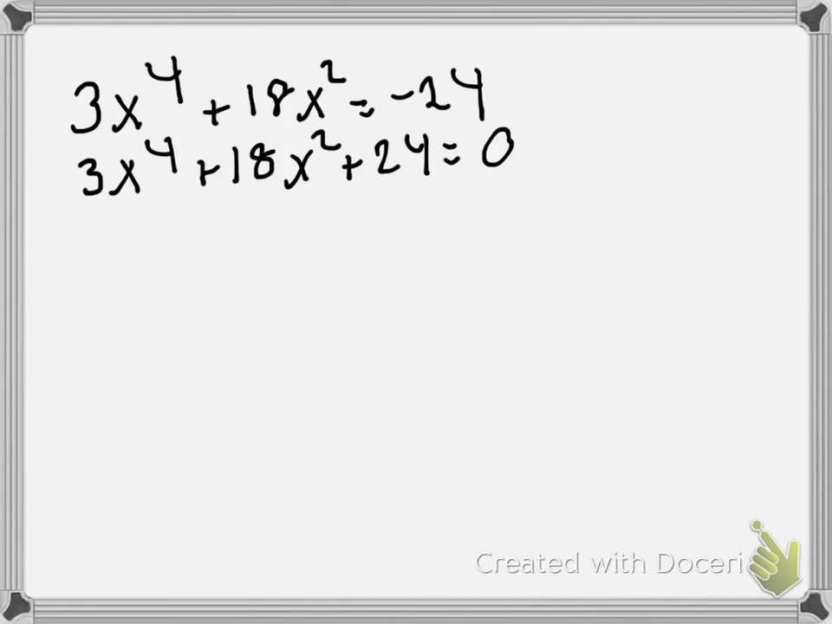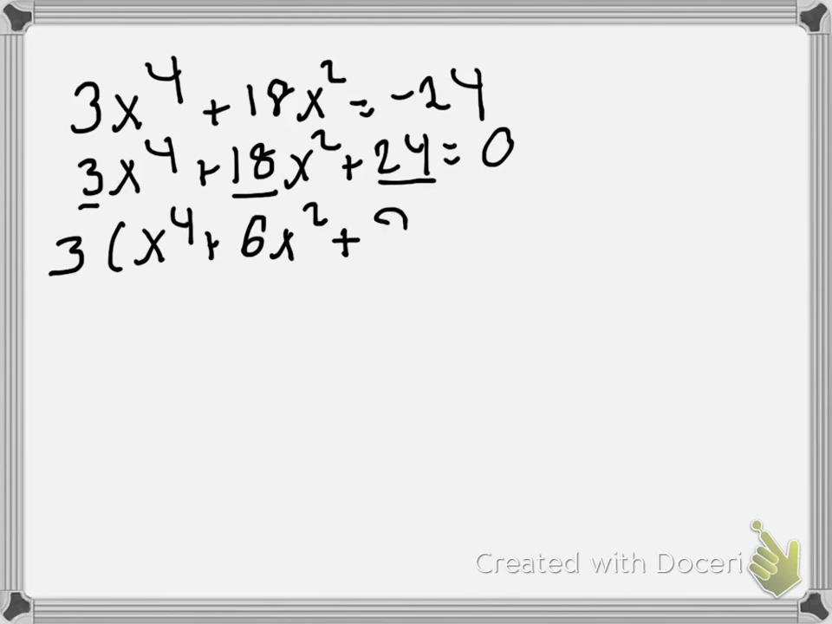Well, what does that do? I see a greatest common factor. I have a 3, an 18, and a 24. I can pull out a 3, so I'm going to have a 3, and that's going to give me x to the 4th plus 6x squared plus 8 equals 0.